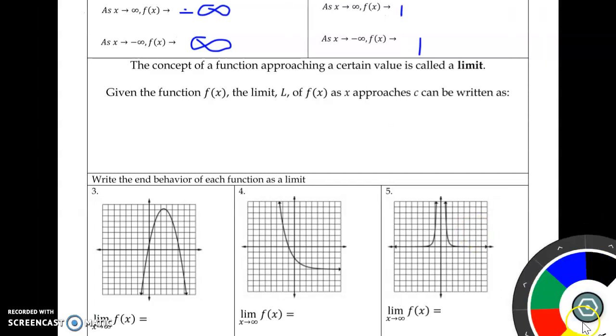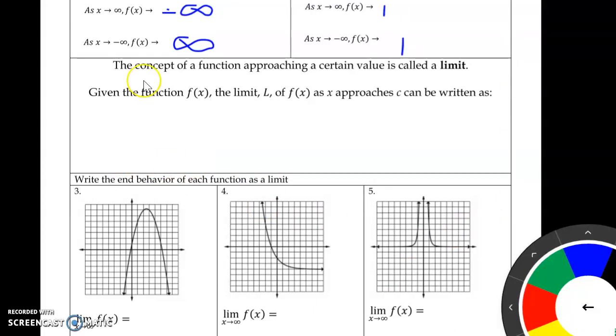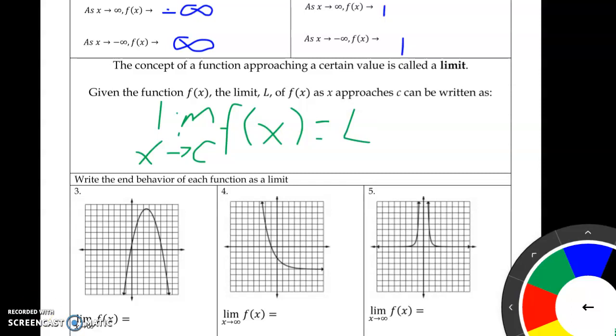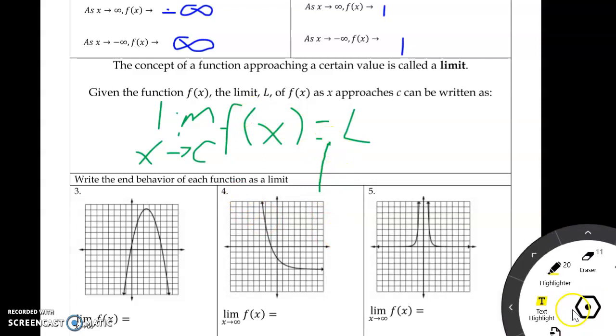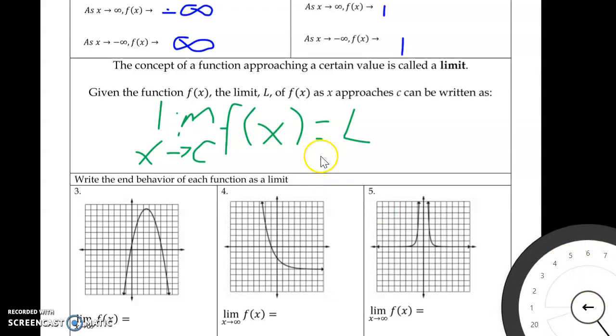Limit, L-I-M, as x approaches some value c of f of x is equal to L. Don't worry, I have it written down nicer so you can see. And if you can't read my chicken scratch, I completely understand. You'll see it further down nicer.